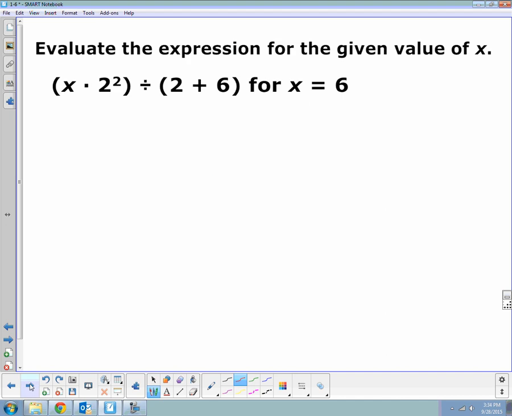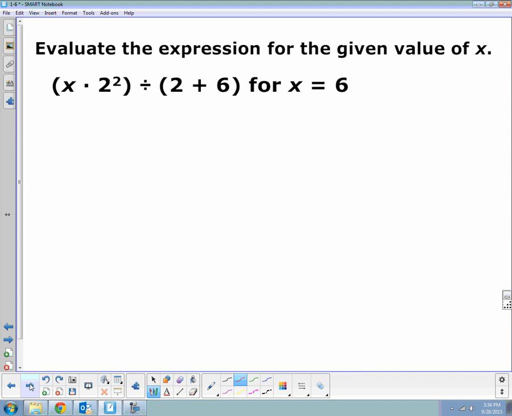Last one, this will be example 7. I do want you to try it. On previous assessments, on previous homeworks, you've shown me that you know how to substitute. So this shouldn't be a big stretch. I want you to substitute and evaluate this expression for the given value of x. Pause it, try it on your own.